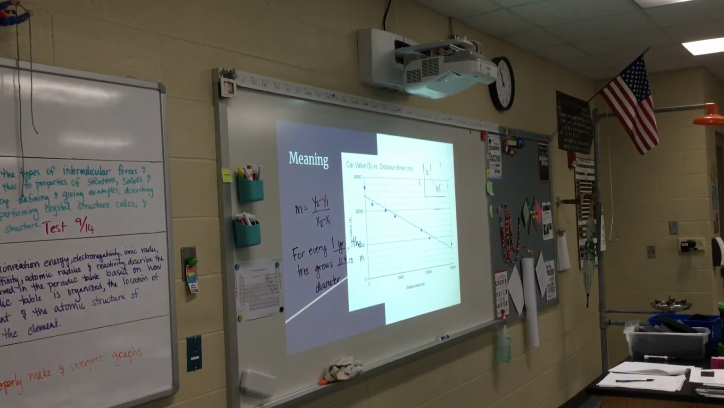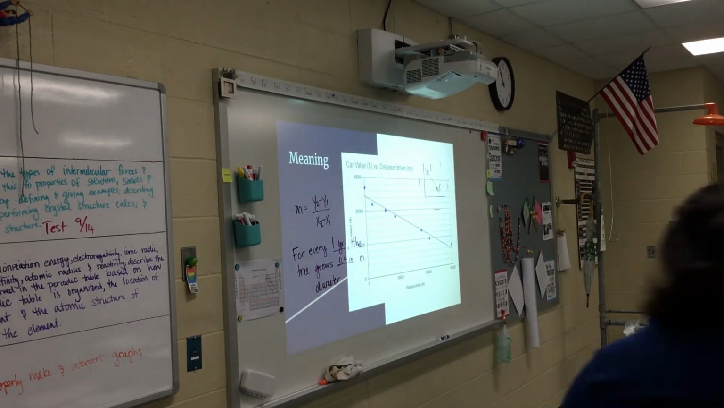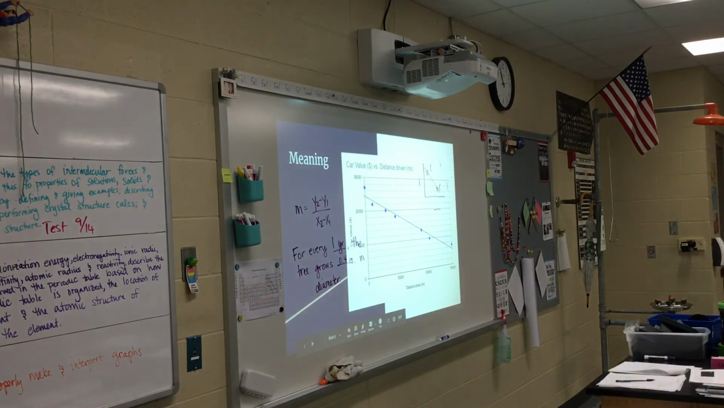If you need to move up closer so you can see, you can always come up closer, look, and then go back and sit down. Calculate it.